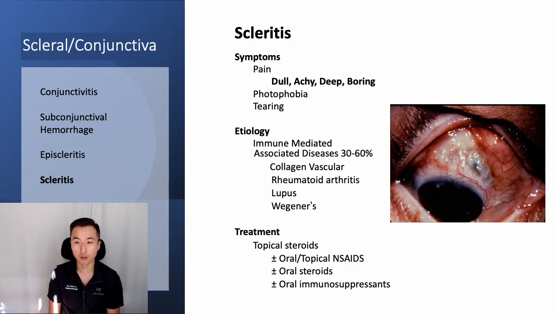Some institutions will also get a B scan to rule out posterior scleritis, because scleritis can also affect the back of the eye, like we were mentioning at the beginning of this talk. The sclera also extends to the back of the eye, so they can have posterior scleritis as well. So many of these patients will also get a B scan to rule out posterior scleritis, which is affecting the sclera that you can't see.